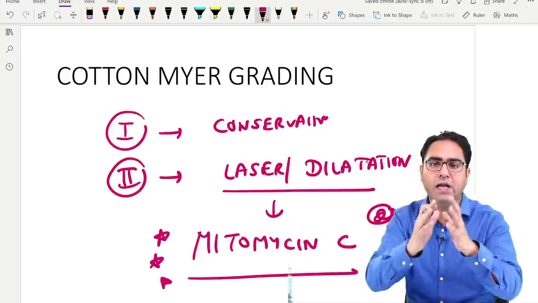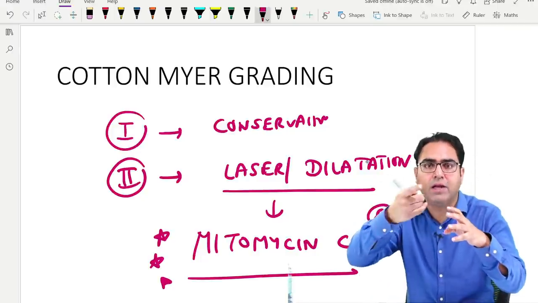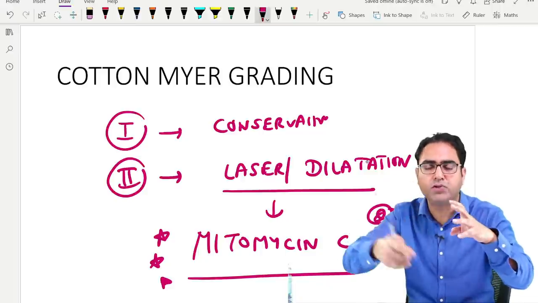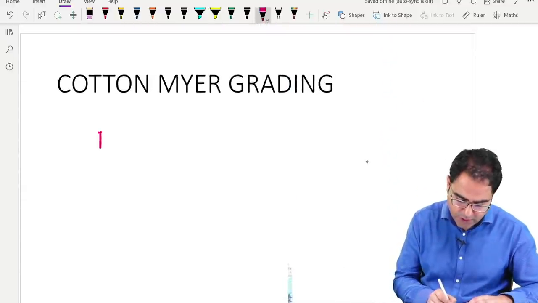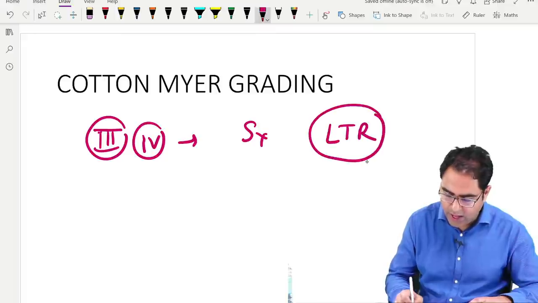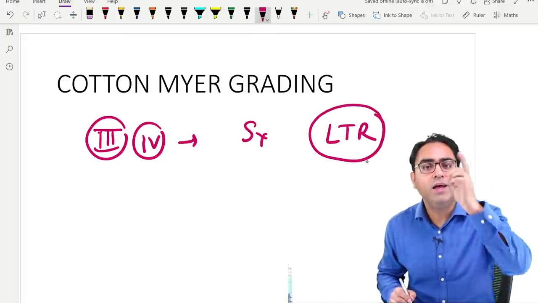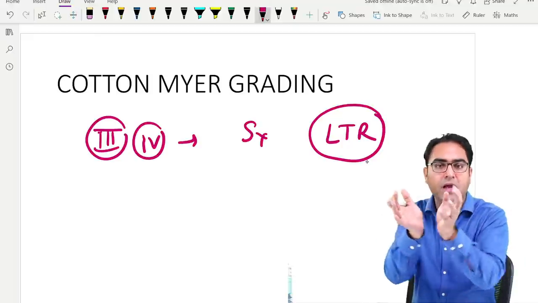It has got anti-fibroblastic property. Mitomycin C is applied topically. We are not giving it systemically. Topical application of mitomycin C. Now, let us discuss grade 3 and grade 4. They are very severe and they need a surgery called LTR, laryngotracheal reconstruction. You redesign it in a bigger way.